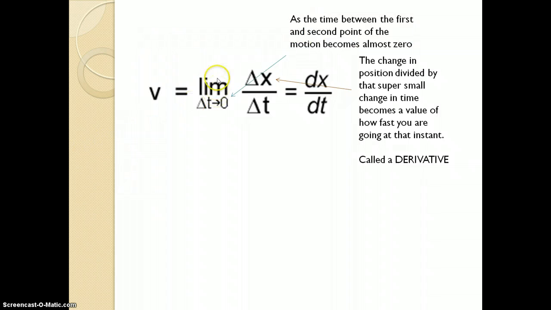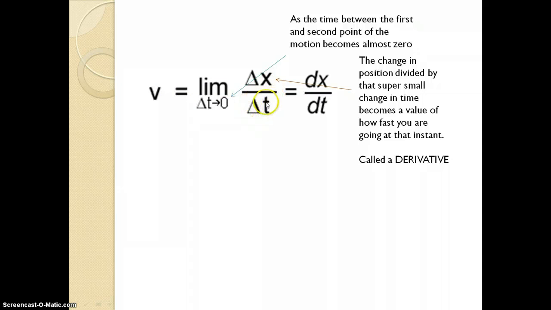What this statement is saying is, as the time between the first and second point of motion almost becomes zero. So instead of looking at time t1 where it starts in your hand, and then the pencil or pen or ball ends at the top, we're looking at from 0.00000 seconds to like 0.00001 second. So the time difference is incredibly tiny. So then there's not much motion difference as well. It's very, very tiny.